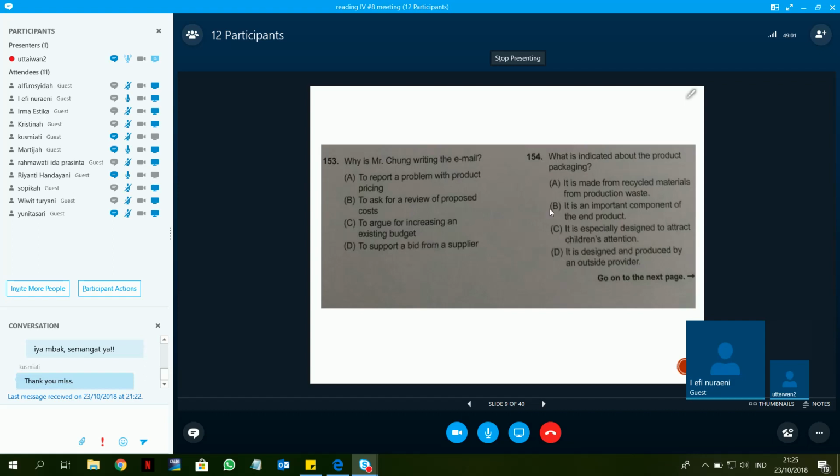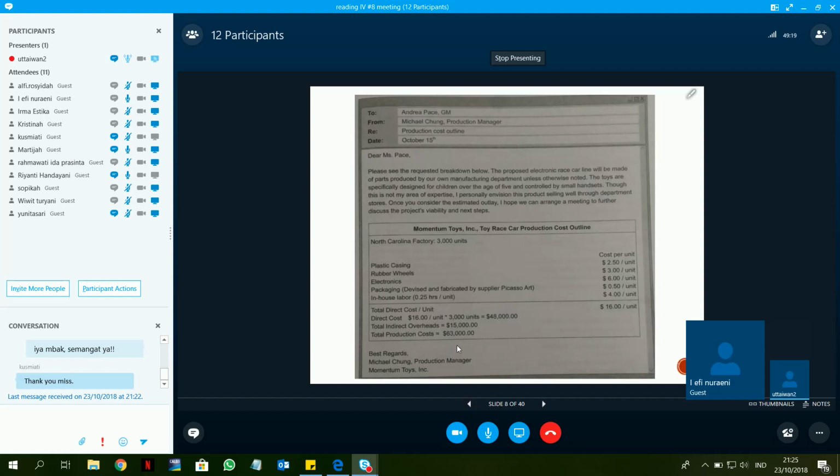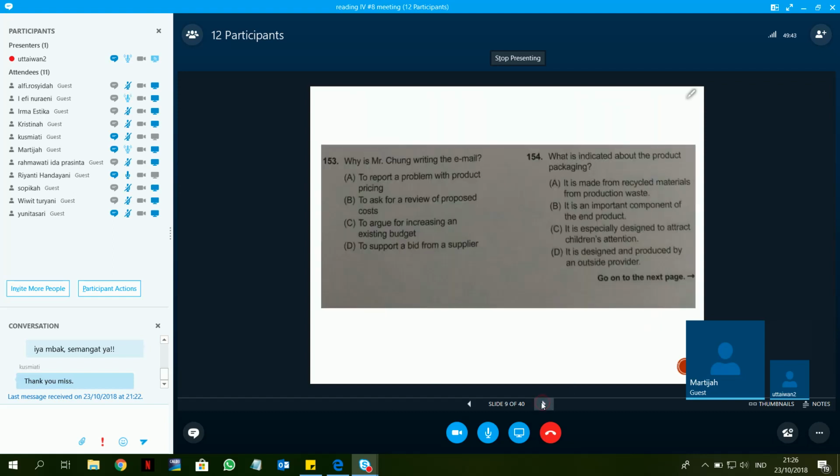Kemudian ini selanjutnya. What is indicated about the product packaging? C. It is especially designed to attract children's attention. Bagian mana yang menunjukkan itu? Yang ada itu yang the third sentence, the toys are specifically designed for children over the age of 5 and controlled by small handsets. Okay. Good job.